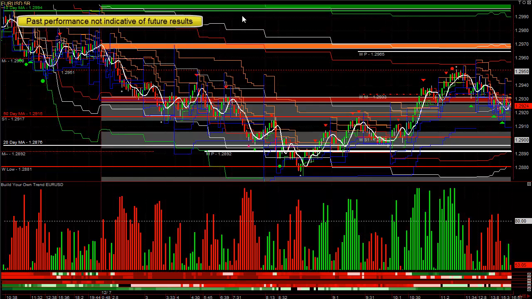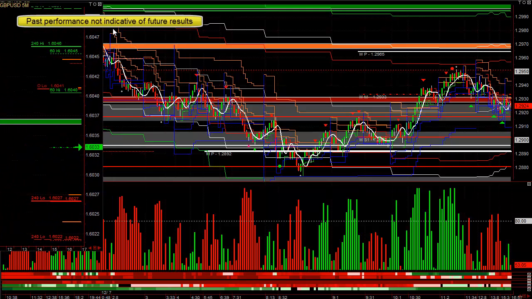Now, maybe you don't want your value areas to show up on your chart either. That's fine. Put them over here on your smart window. You can put it right beside your regular window.